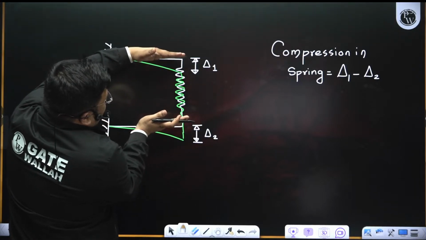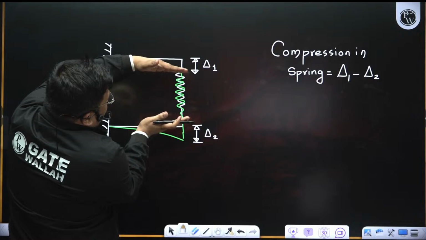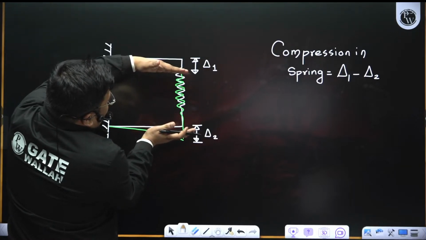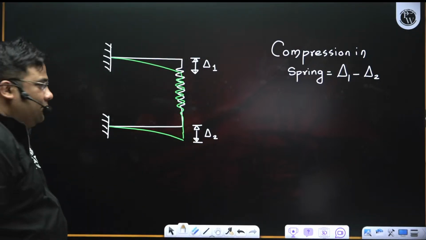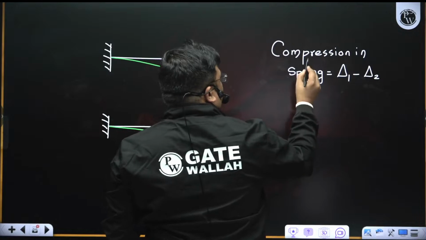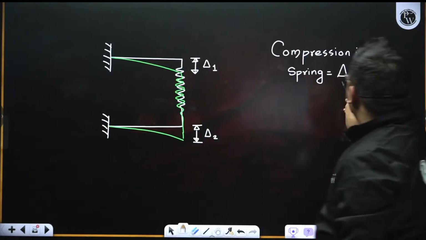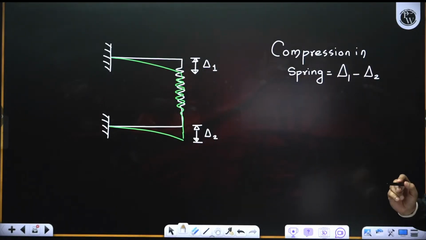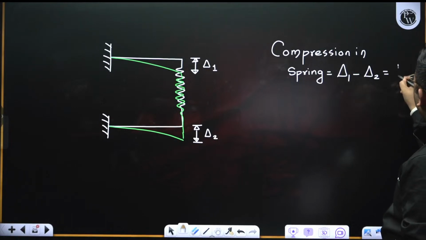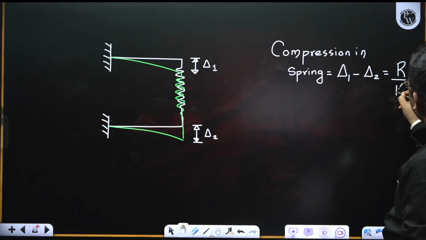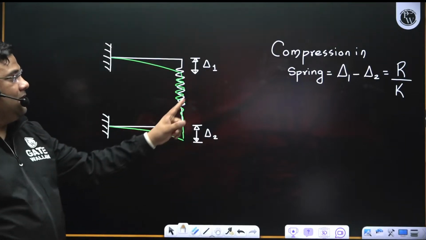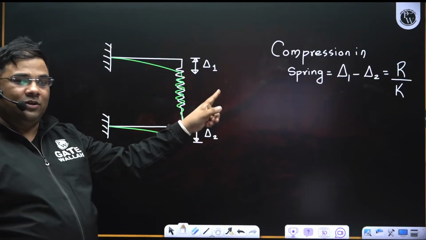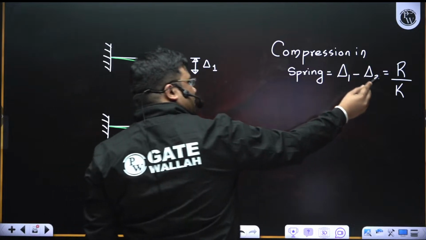Again, first the spring got compressed by delta 1. Then there is an extension of delta 2, right? So net compression is delta 1 minus delta 2. And compression in spring is always equal to the spring force divided by the spring constant. This I have already explained, right? Compression in spring is equal to the spring force by spring constant.